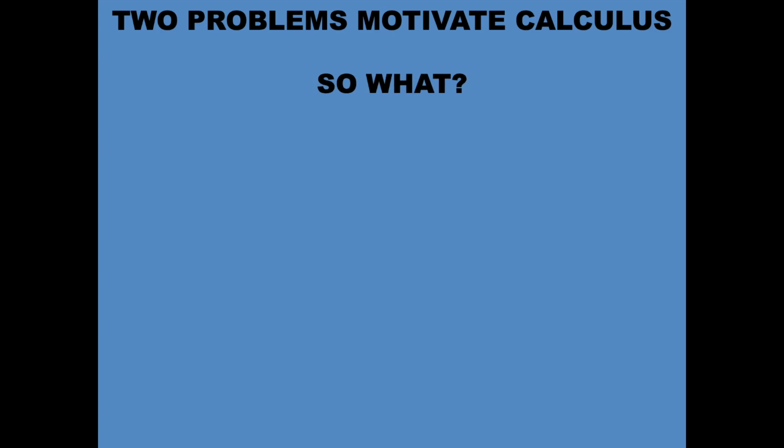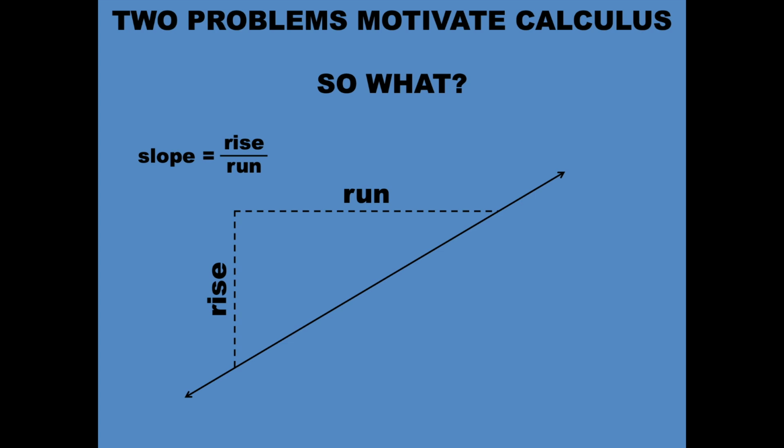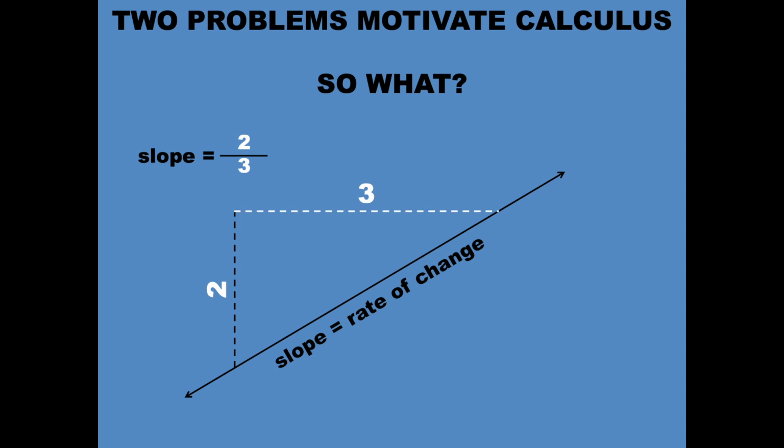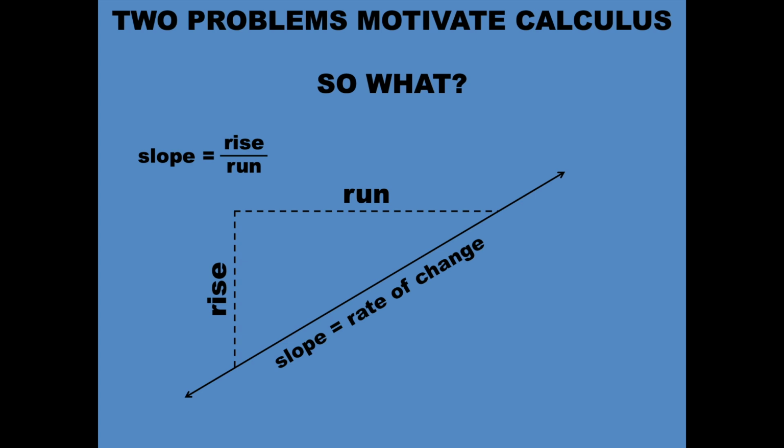Why are we interested in the tangent line problem? If we have a straight line, then that line has a slope, meaning rise over run. The slope of a line is its rate of change. If the slope were 2/3, then the rise would be 2 and the run would be 3. If we were walking up the line from left to right, then for each 3 units we move to the right, we'll move 2 units up. That's what rise over run means.